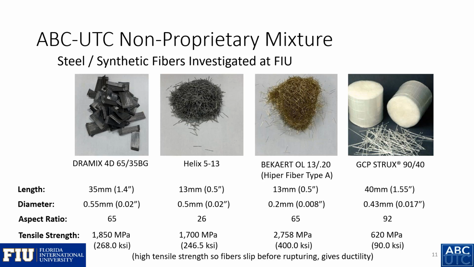I guess the tensile strength is, I think, the most important characteristic of the fiber. So you want a higher tensile strength so that the fiber slips before rupturing. Our synthetic fibers had a lower tensile strength, so we saw lower tensile strengths with those mixes. As long as it has the higher tensile strength, like 300 to 400 KSI, I think. Anyway, we didn't look at FRP fibers specifically.